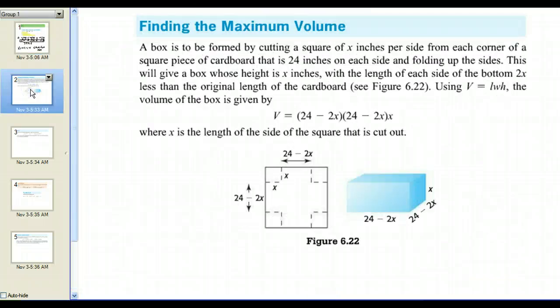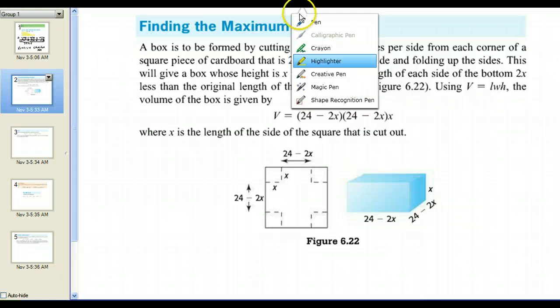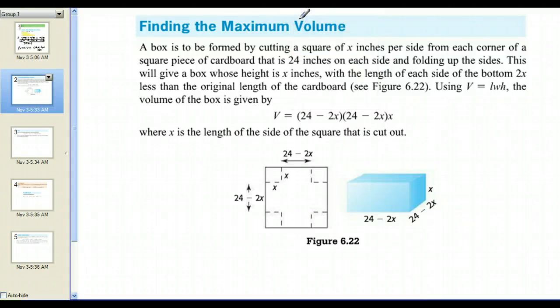Alright, so a lot of the times you'll be given an application type problem, but you're doing the same thing that we just did on the previous page.